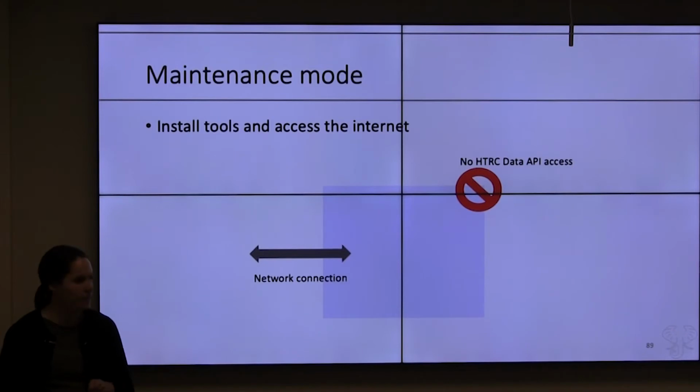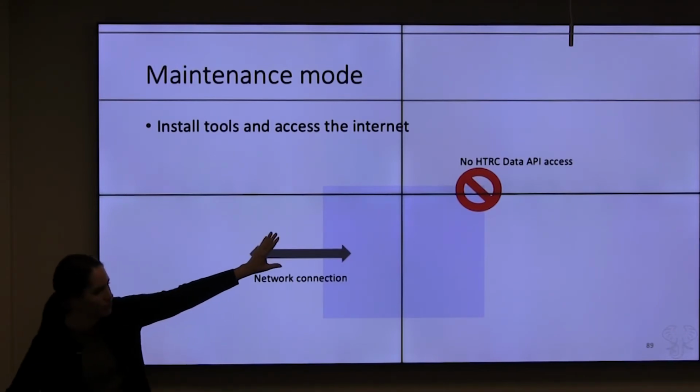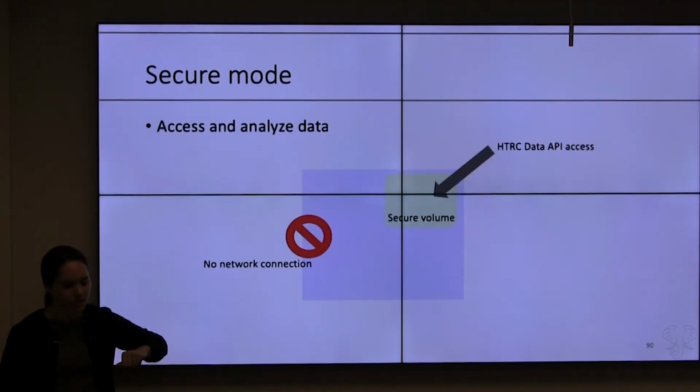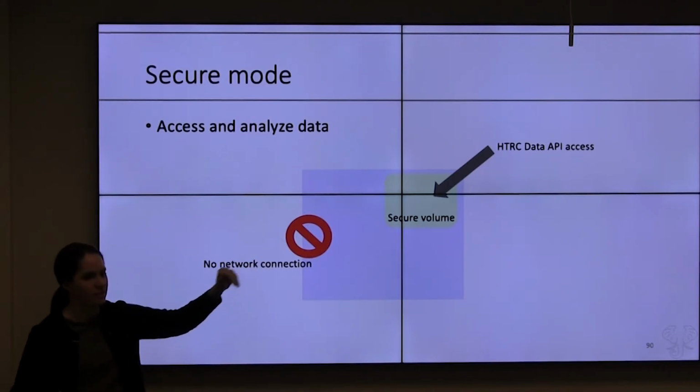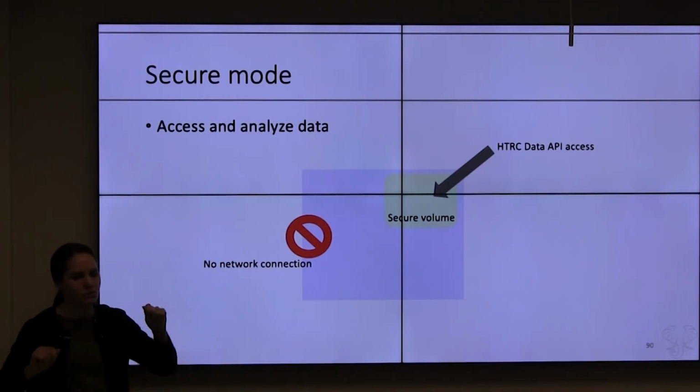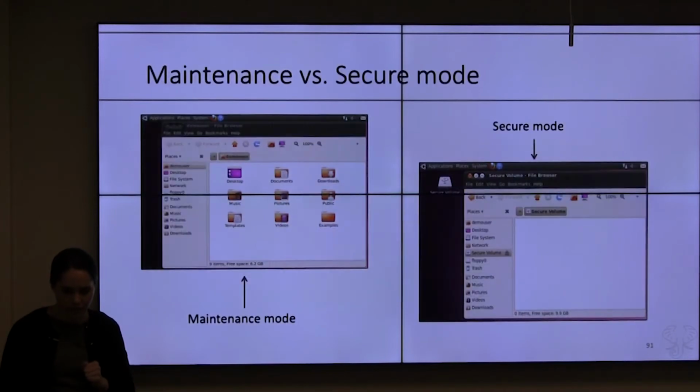Okay, so here's maintenance mode again. We have our network, no data API access. Here's our secure mode, no network, access to the data. So you toggle between the two of them as you go about your work.